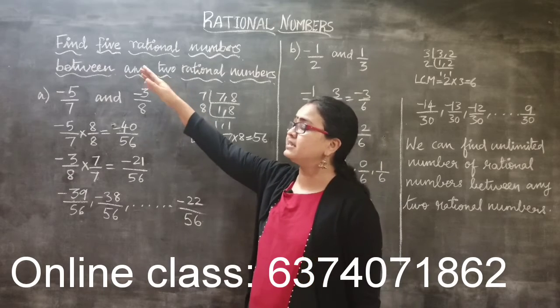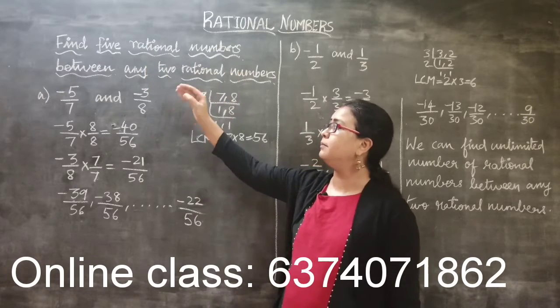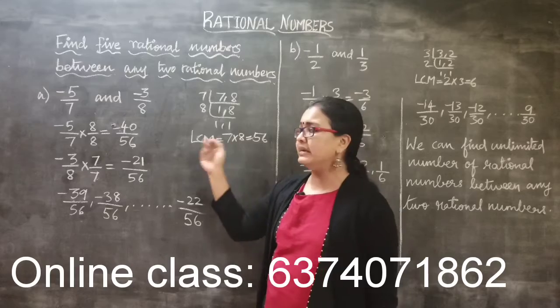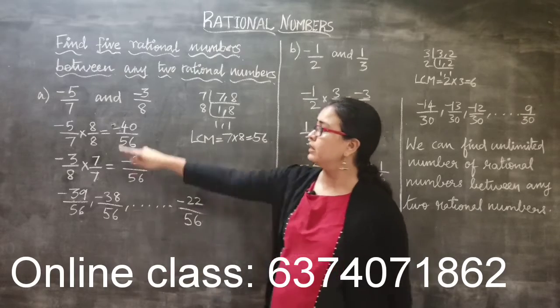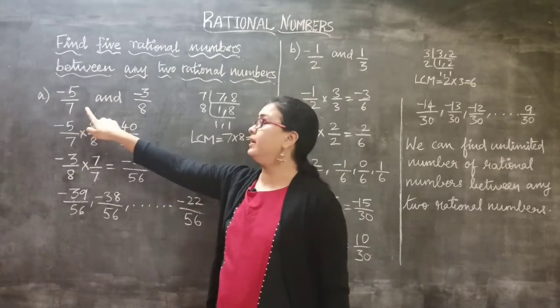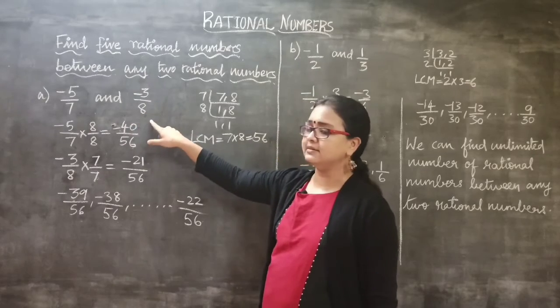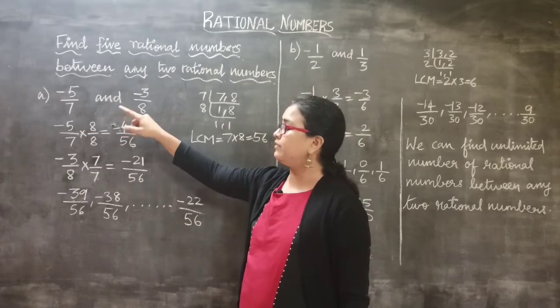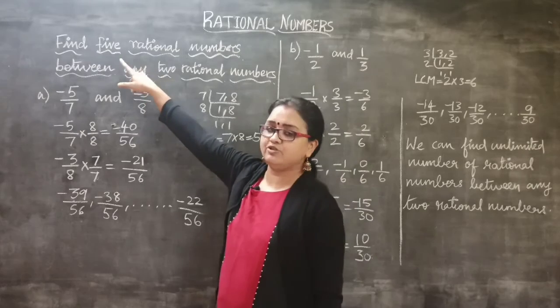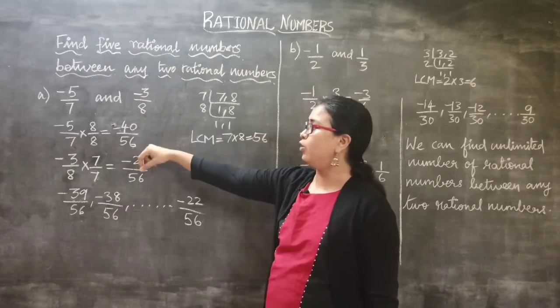So here the question is given: find 5 rational numbers between any two rational numbers. So let's see what this is. Minus 5 by 7 and minus 3 by 8. This is the question. So how many rational numbers do you have to find? 5 rational numbers you have to find. So let us see how to do it.